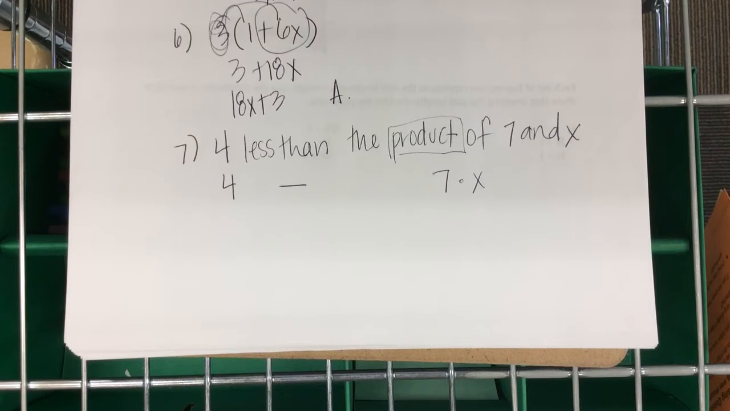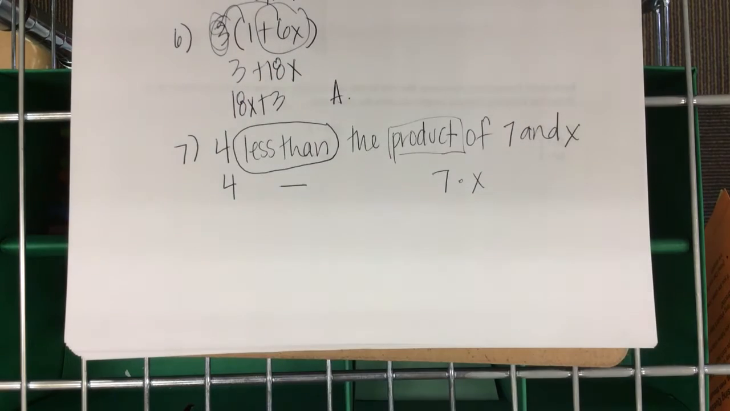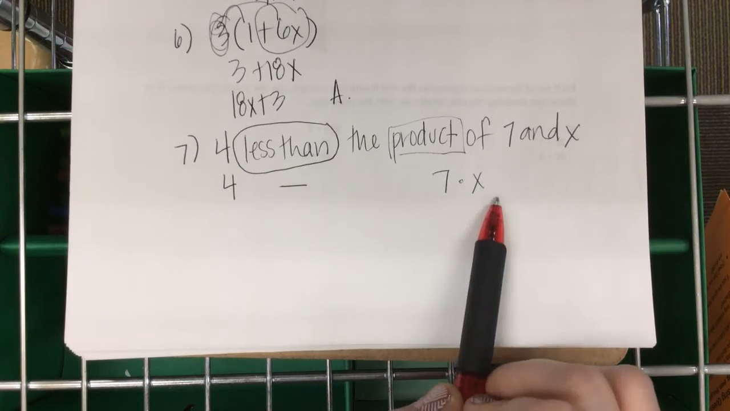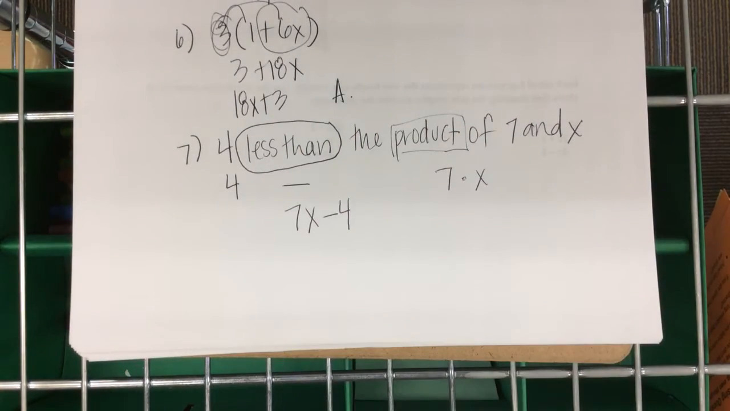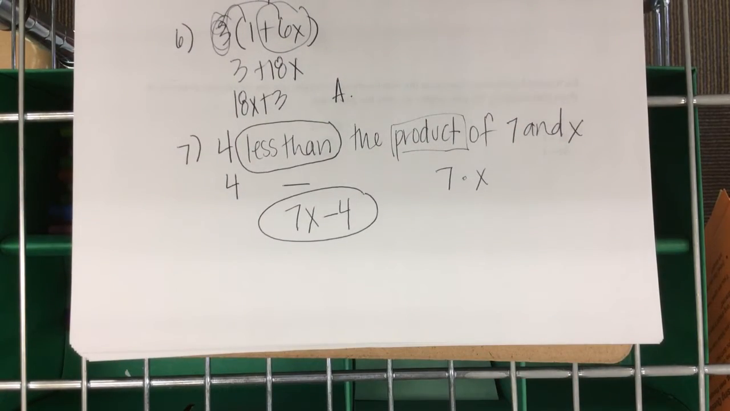And here's why. This is what we miss all the time. It's an accident and we don't mean it. Whenever you say less than, it means you have to flip it around. Instead of being 4 minus 7x, it's 7x minus 4. Less than means you have to do it.